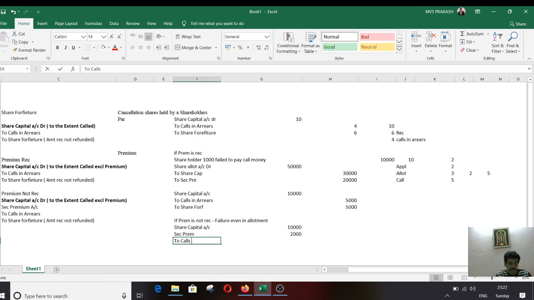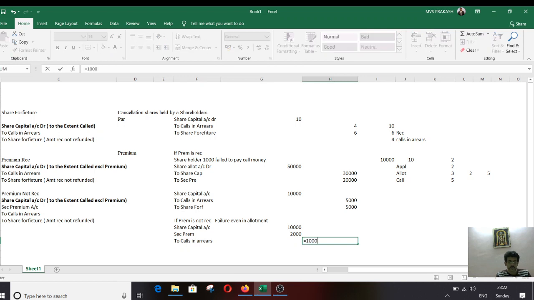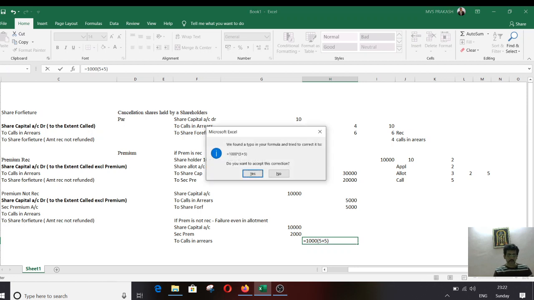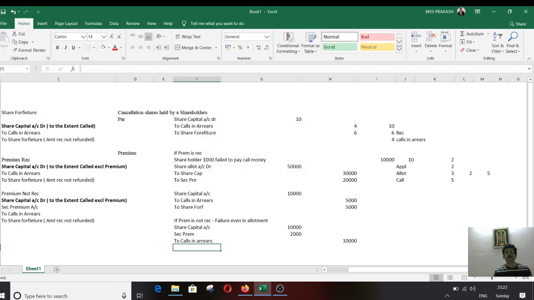So here, calls in arrears. How much amount do I have to receive there? On 1000 shares, allotment money including premium, put together I have to receive 5. Not only that, I am also supposed to receive another 5 regarding my calls in arrears. So the total amount which I should receive is 10,000 rupees, which is not received.